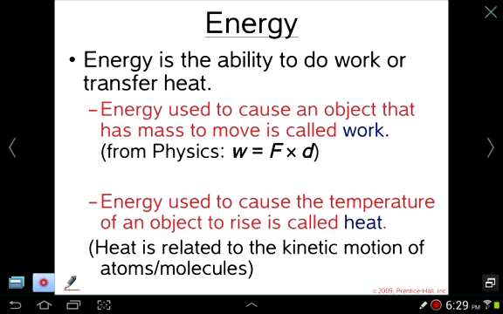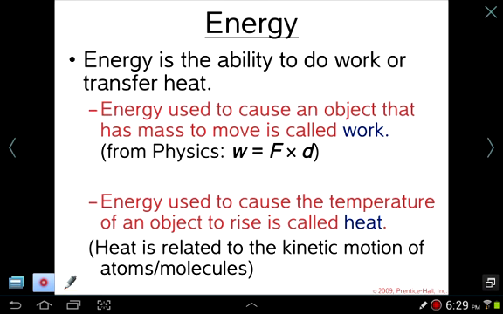So the first one we'll take a look at is work, and by definition, energy used to cause an object that has a mass to move is called work. So anytime there's a mass and you move that mass through a distance, you are doing work, which requires energy. From physics, this is the equation for work. We're not going to do much with this equation here, but it's force times distance. And the important thing is you have to move an object through a distance in order for it to be called work.